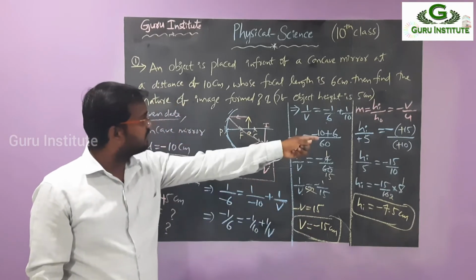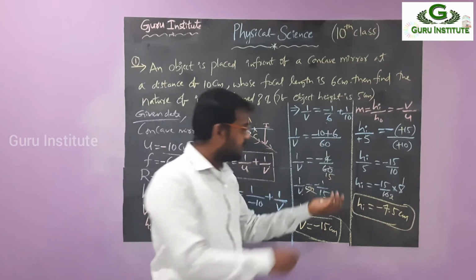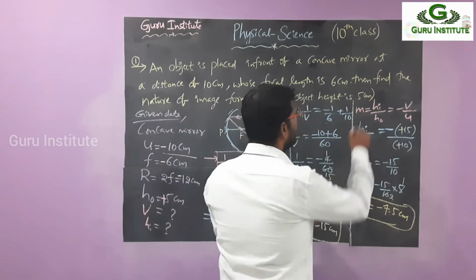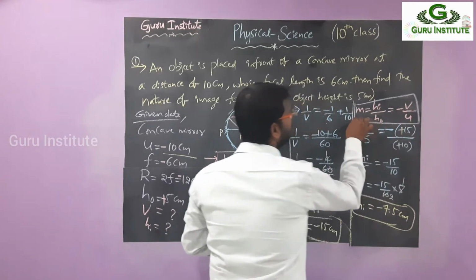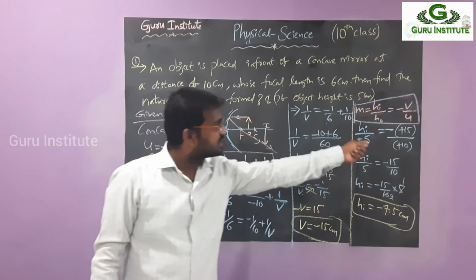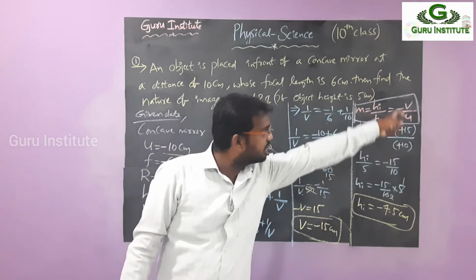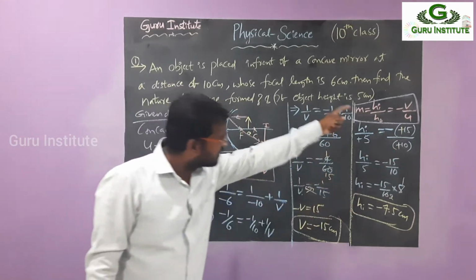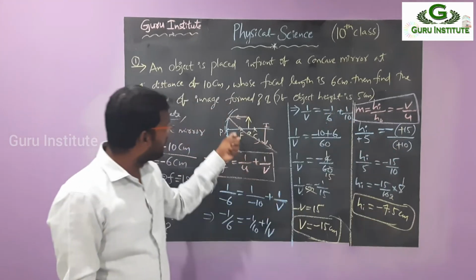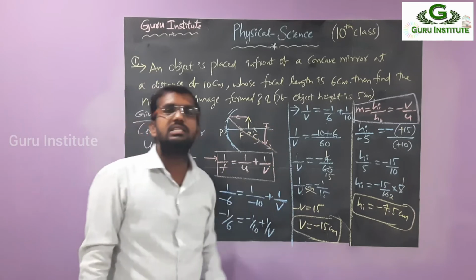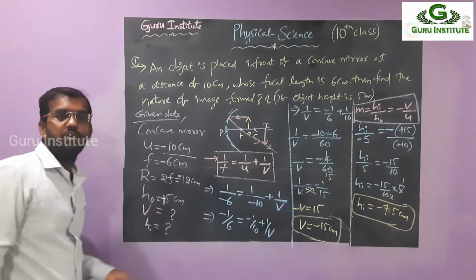In the second one, the magnification formula, we are using Hi by h naught. Hi by h naught equals minus V by U. So Hi only, h naught minus is minus only, so we have to apply the sign convention for that. For the simplification, I am getting 7.5. Comparing here, this is 5, this is 7.5. My answer is correct. So this is about a concave mirror.